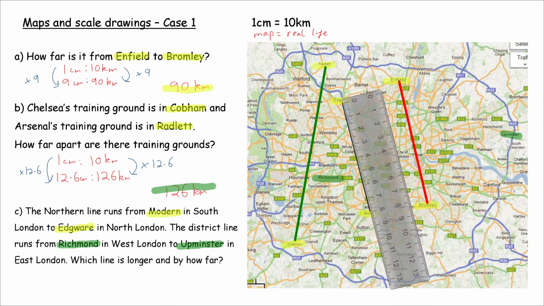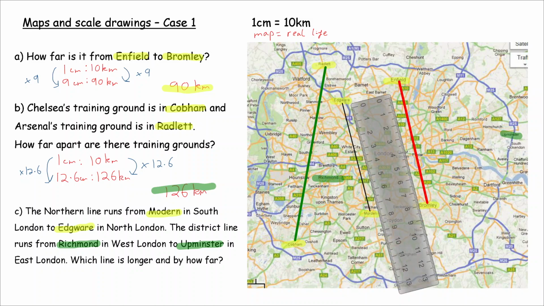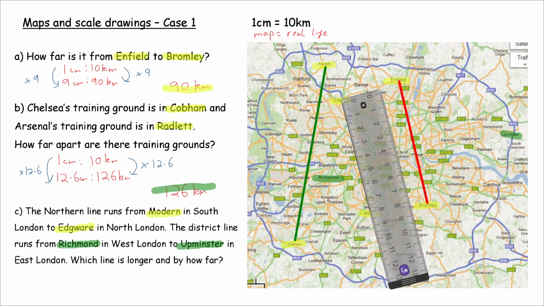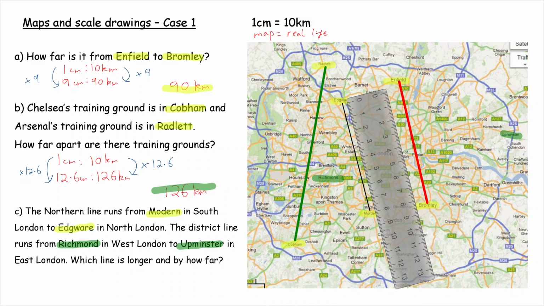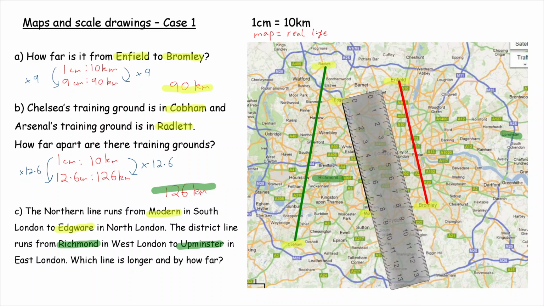Get it on 0. You've got to make sure that the 0 starts at the start of the line, which is good, but I can't see my line now. There we go. Perfect. Okay, so you can see from 0 we're going up to just below 8. I'd say that's 7.9. So the first one, Modern to Edgware, I'm just going to make a note of it. Let's do it in black so we can see what is going on. That is 7.9 centimeters.